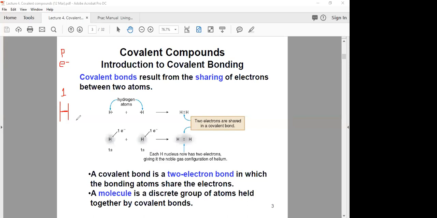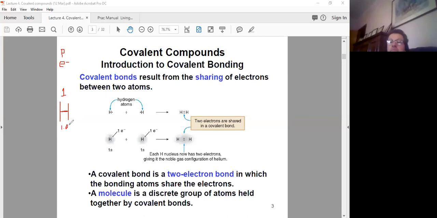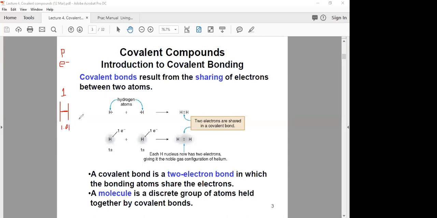Now, what about the number below hydrogen? 1.01. Yes, the mass number. We can refer to this number as the mass number, and remember, we can also refer to it as the atomic mass. But we won't worry about atomic mass for now. Let's just think about it in terms of mass number, because we can use the mass number and the atomic number to tell us how many protons, electrons, and neutrons are found in one atom of hydrogen.